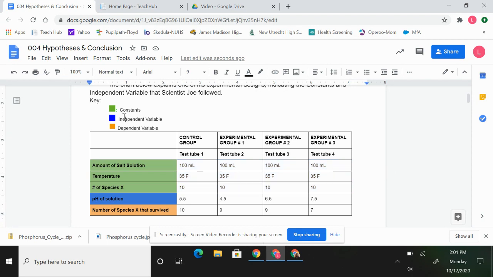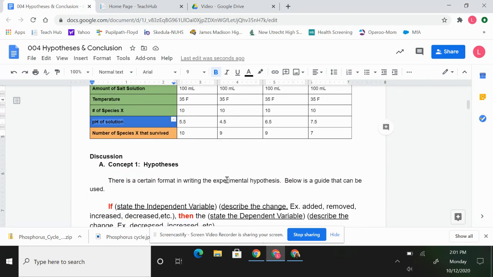Okay, the blue, the independent variable, we only have one, which is the pH of the solution. That is the only material that was changed in the experiment. And then the orange is the number of species X that survived at the end. That is the dependent variable. Dependent refers to your data.